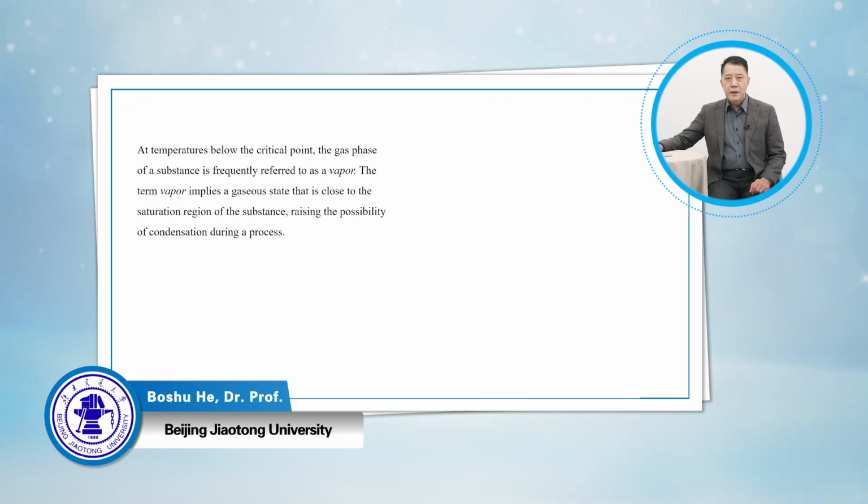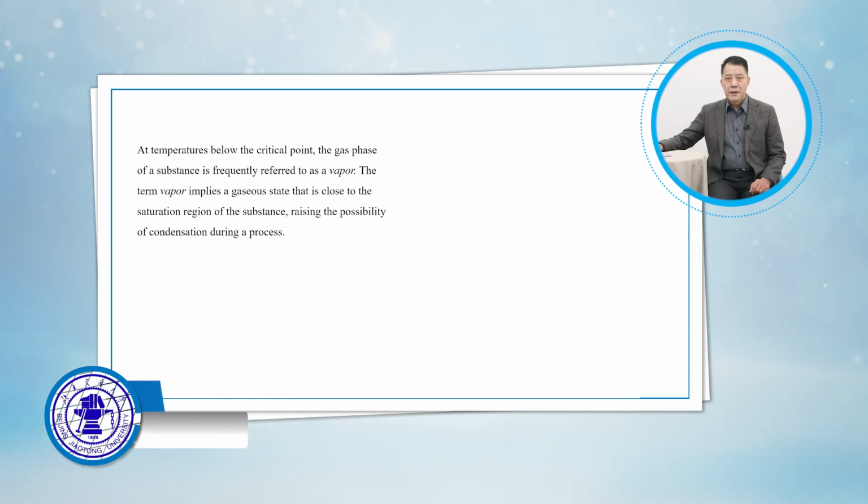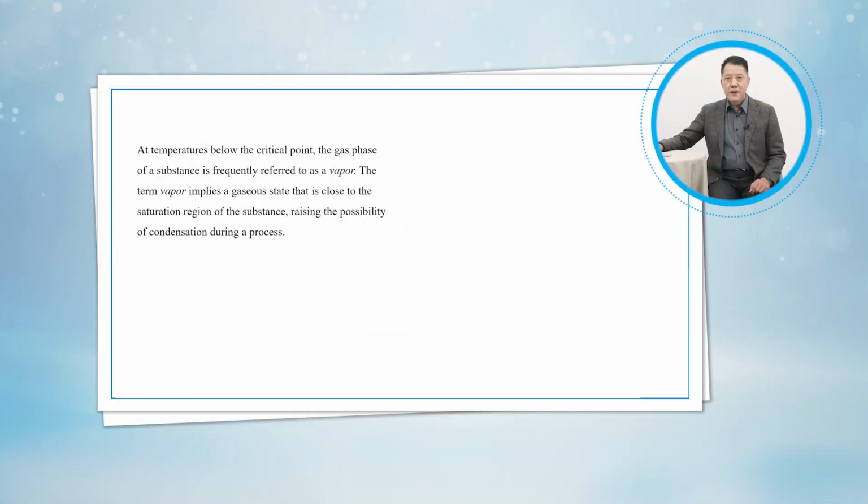The topic of this task is about dry and atmospheric air and temperatures below the critical point. The gas phase of a substance is frequently referred to as a vapor. The term vapor implies a gaseous state that is close to the saturation region of the substance, raising the possibility of condensation during a process.